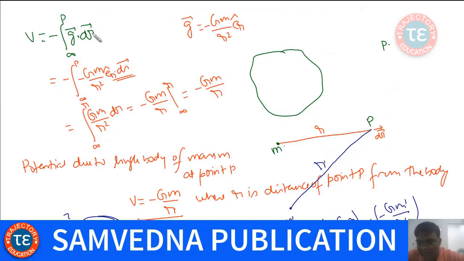Now we will take some very important, famous types of mass distribution, and we will try to find the potential. We will try to find the potential due to a ring, a disk, a sphere, a solid sphere, a spherical shell, and so on. Alright, so let's find the potential due to a ring first.